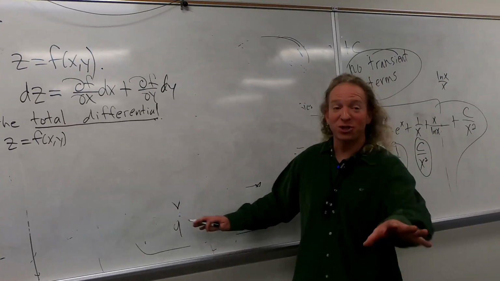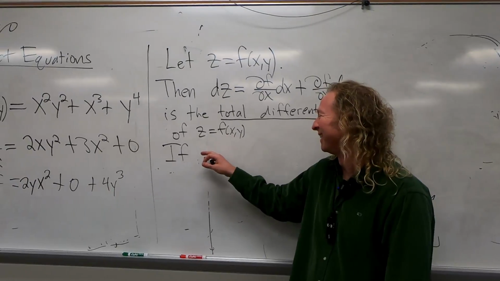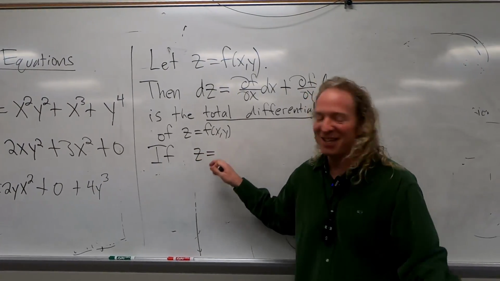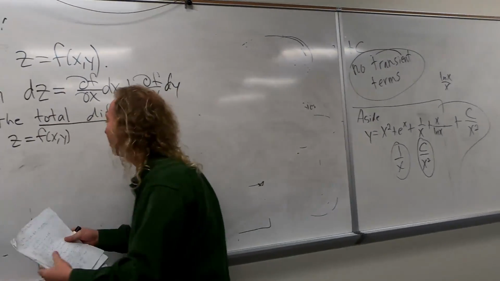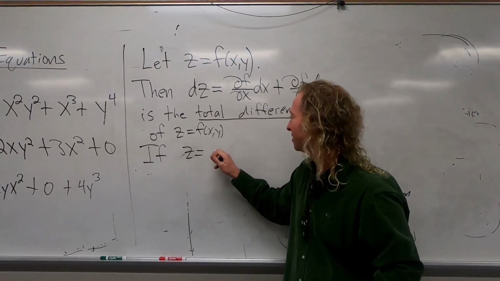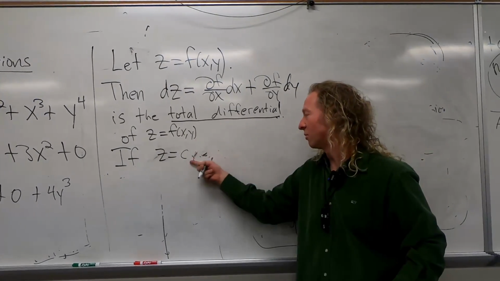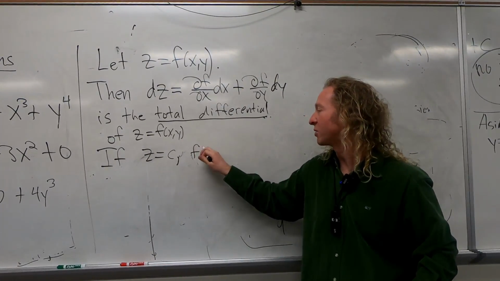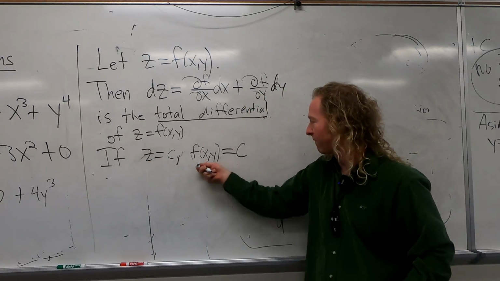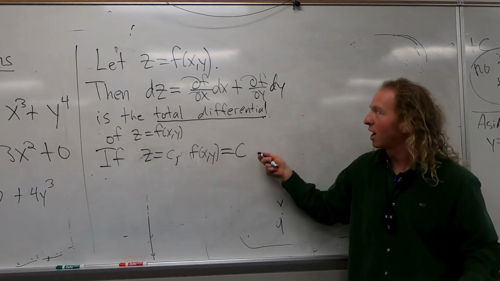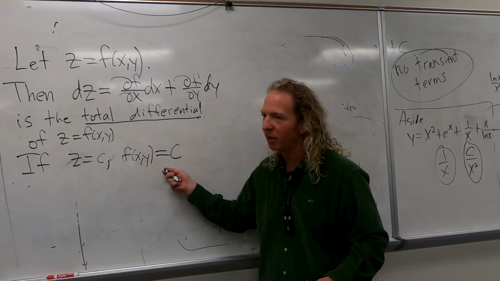Okay. So check this out, Cass, or anyone else. Just watch this. If z, let me look at my notes. If z is constant, in other words, f of x, y is constant. So if z is constant, that means f of x, y is constant. So if it's equal to a constant, you get the same constant no matter what x and y you plug in.